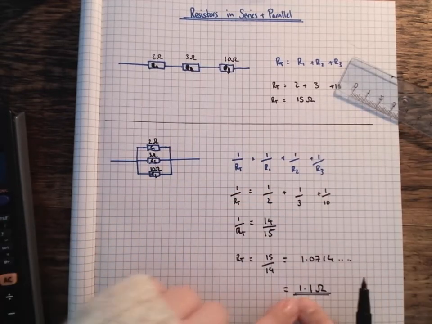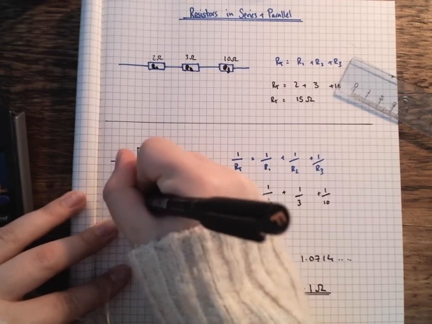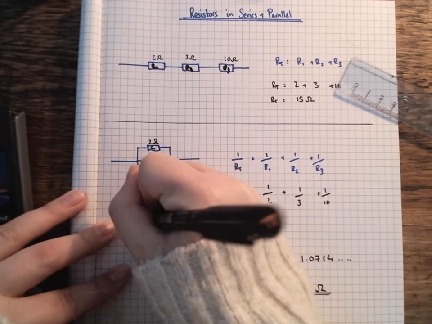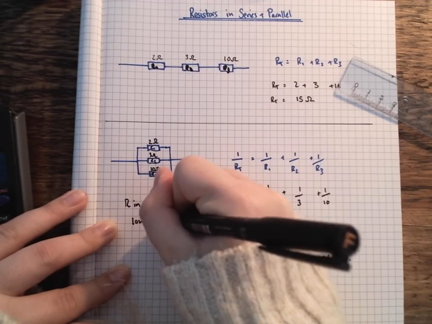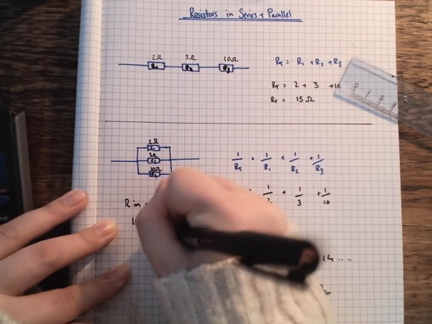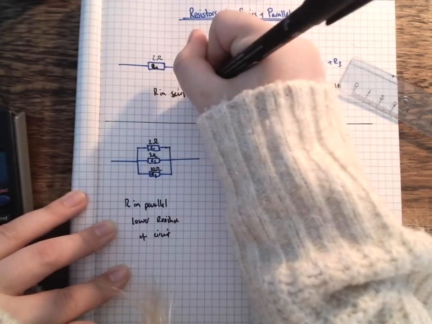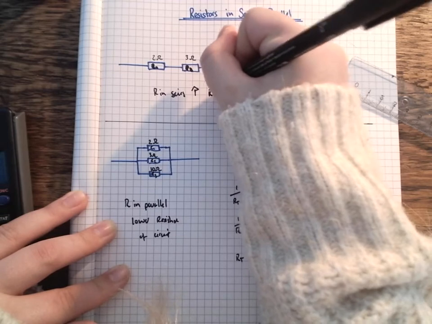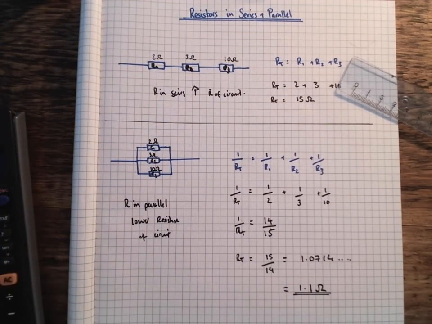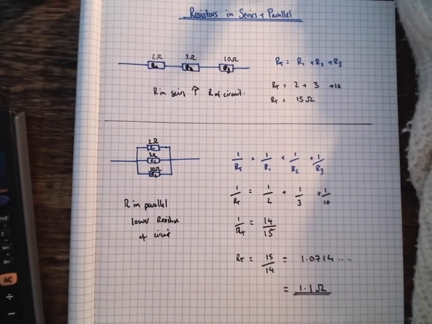So you can see here, this has lowered the resistance of the circuit, so resistors in parallel lower the resistance of the circuit, and resistors in series increase the resistance of the circuit. Okay, so that's just a little quick recap of how we do the calculations of resistors in series and parallel.